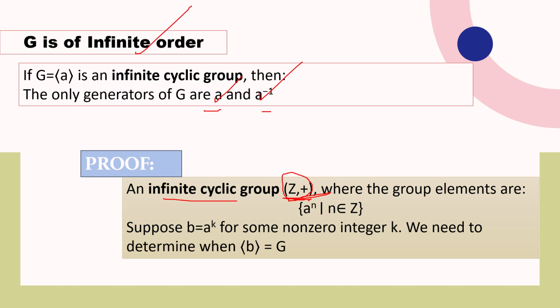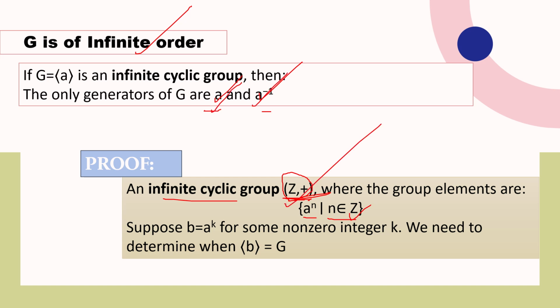Now it's an infinite cyclic group. It keeps going, where the group elements are a raised to n such that n is an element of Z, right? So n could be 1, 2, 3 and so on, minus 1, minus 2, minus 3, and so on, because it's integers, so it can be plus and minus both. So a raised to n would be a raised to 1, a raised to 2, or a raised to minus 1, a raised to minus 2. It could be anything. We are basically proving that the generators are a raised to 1 and a raised to minus 1.